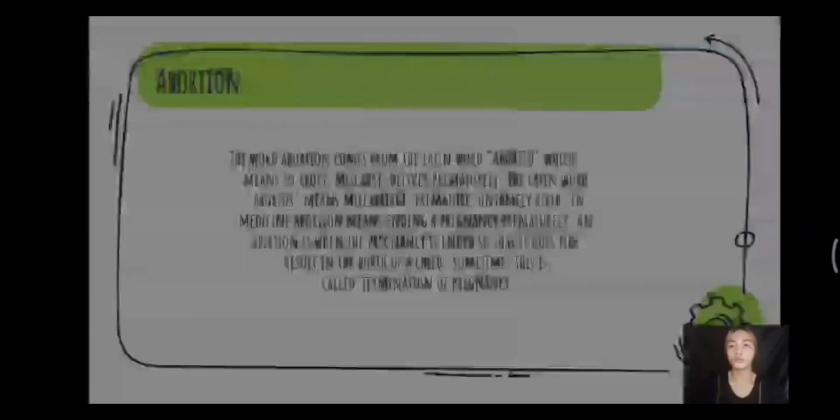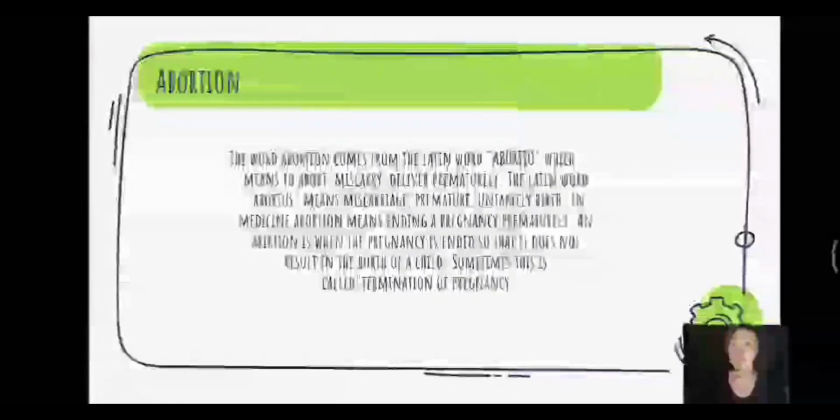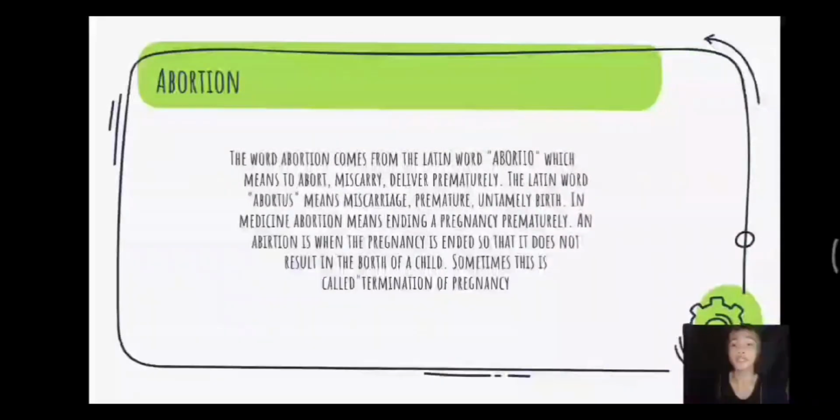Abortion. The word abortion comes from the Latin word abortio, which means to abort, miscarry, deliver prematurely. The Latin word abortus means miscarriage, premature, untimely birth. In medicine, abortion means ending a pregnancy prematurely. An abortion is when the pregnancy is ended so it does not result in the birth of a child. So sometimes this is called the termination of pregnancy.